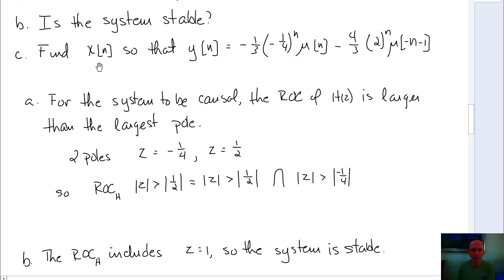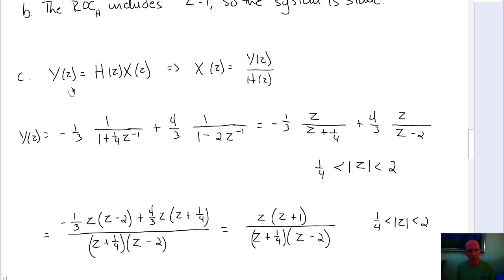Finally, part C, they give us y and we want to find x. And we do this, of course, as we've done all the other things in the z domain. So this is going to be our general equation. In this case, we're going to find x. We know y, we know h, we can do this division to find x.